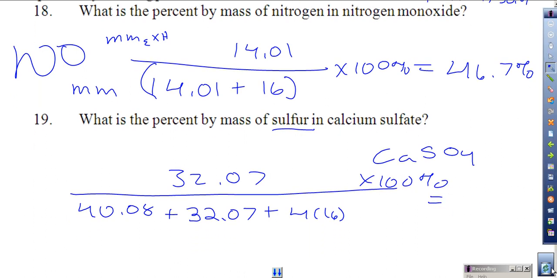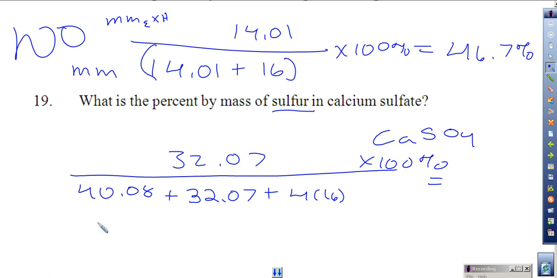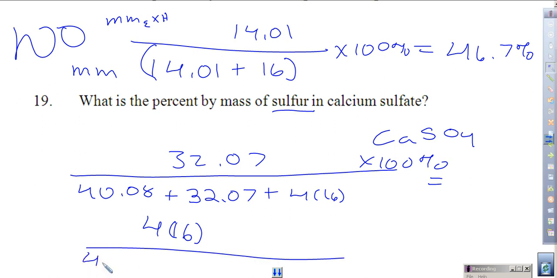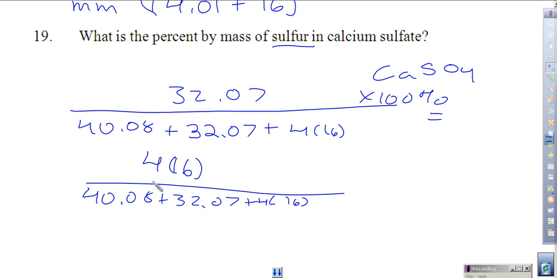Now, for grins and giggles, if we did it for oxygen, it would be 4 times 16 over 40.08 plus 32.07 plus 4 times 16. All right, that's to show you the mass times abundance part. So that part right there is why it's important, and you multiply the whole thing by 100%.